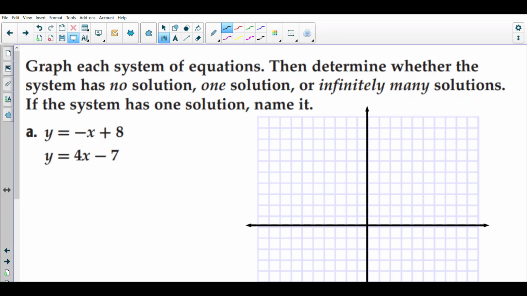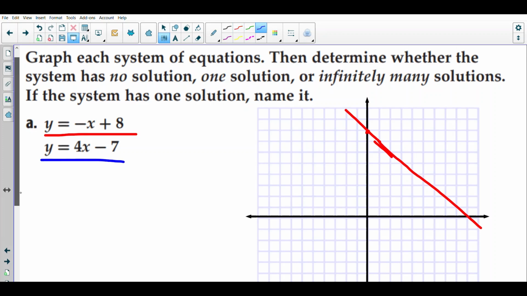So, y equals negative x plus 8. So plus 8 tells me to go up 8 on the y-axis. 1, 2, 3, 4, 5, 6, 7, 8. And then my slope of negative 1, down 1 over 1. And so I'm going to draw my line as best as possible. Okay, there's my line.